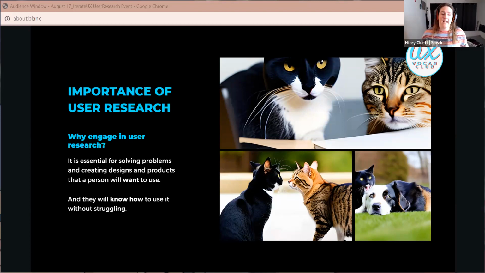So that's pretty exciting, because it's essential for solving problems and creating designs, products, services, solutions that a person will want to use. First and foremost, they'll want to use it. They don't just need to use it, and they're not just getting by with some crappy thing because they have to. So they'll want to use it, and they will know how to use it without struggling. That came up a lot in the human-centered design bubble that we just did, right? Making it easy to use, making it comfortable, easily navigable. That's the importance of user research.